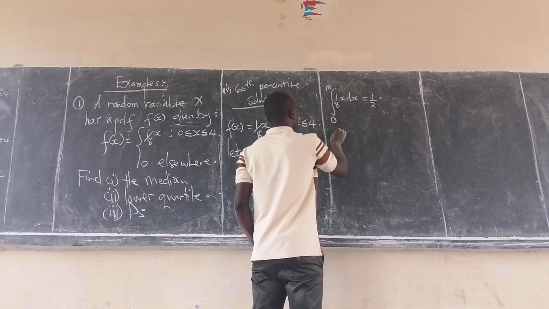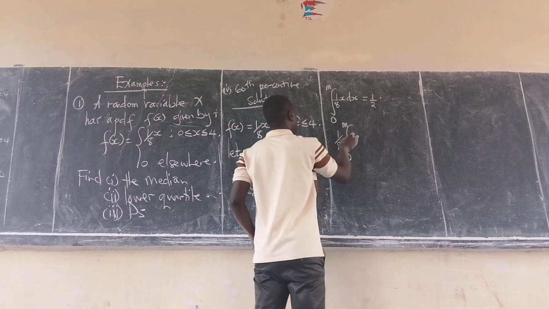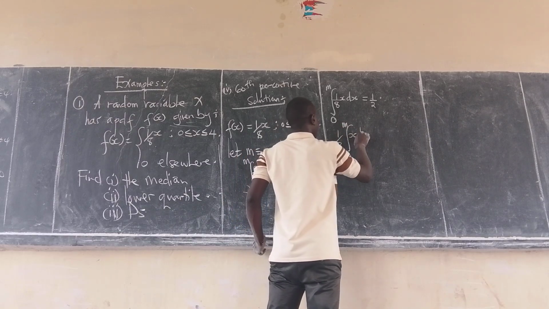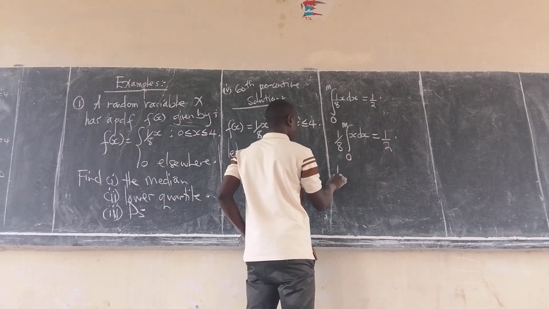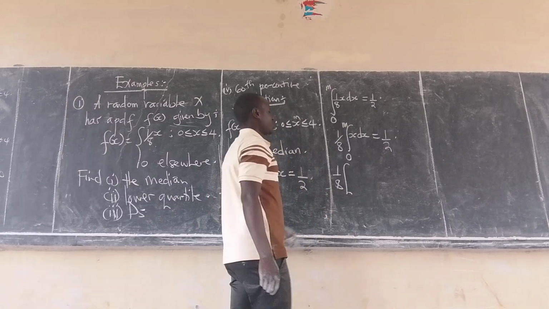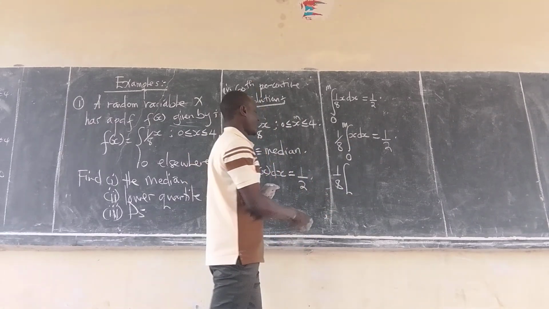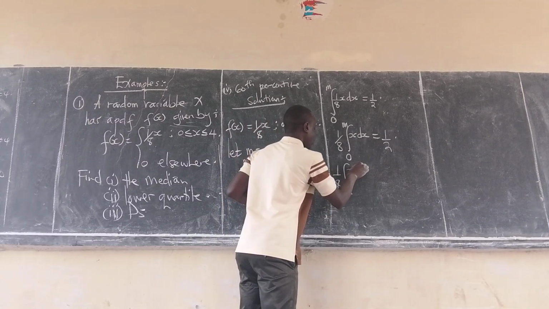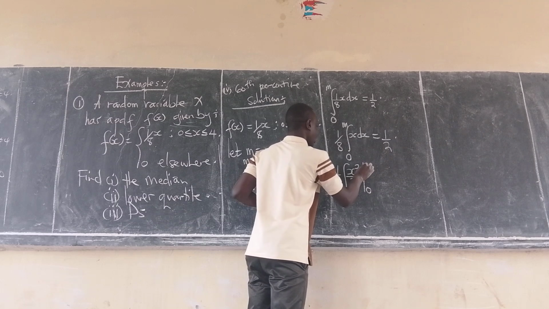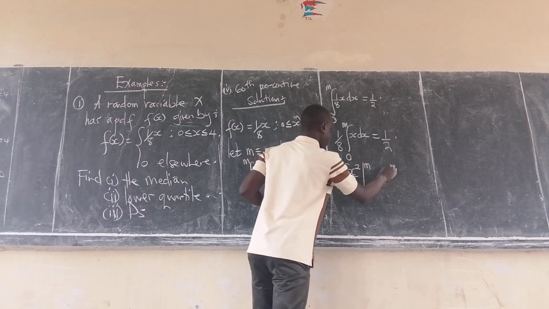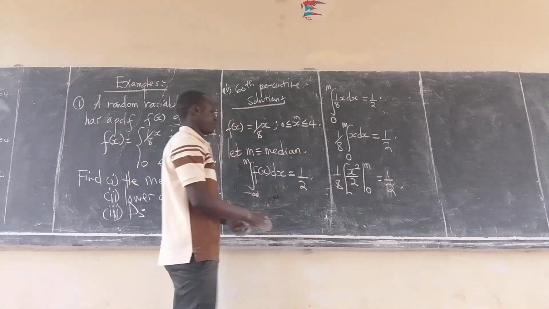So 1 over 8 is a constant. You can pull it out. We are integrating from 0 to the median, and we are integrating x dx. The answer should be a half. So we shall have 1 over 8. What you get when you integrate x: you increase the power by 1 and you divide by the new power. So we shall have x squared over 2, and it is an integral from 0 up to m, which we are looking for. So that final answer should be a half.